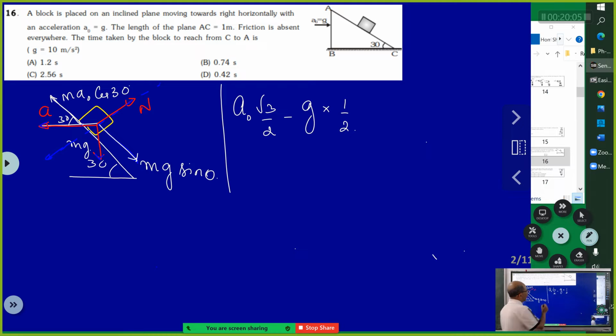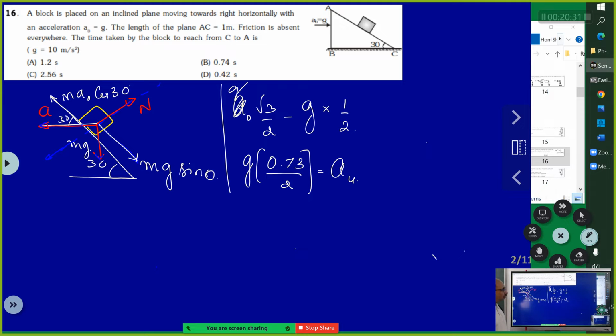And a naught they have also told is also g. So here the net acceleration is going to be simply g into bracket root 3 by 2 minus half. Root 3 is 1.73. So 1.73 minus 1 will be 0.73. So this is going to be 0.73 divided by 2. This is the net acceleration in the upward direction.